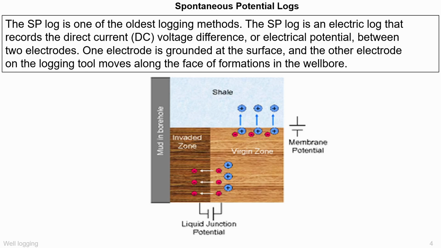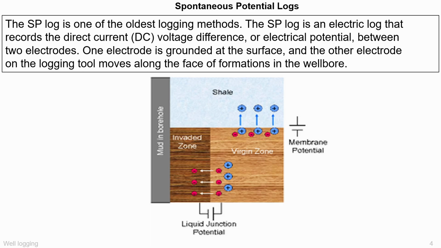The spontaneous potential, or SP log, is one of the oldest logging methods. It measures the natural direct current voltage difference between a surface electrode and an electrode moving along the formation in the wellbore. This electrical potential develops because of electrochemical differences between drilling mud and formation water, especially when a permeable bed allows ion exchange. SP is very useful for identifying permeable formations such as clean sandstone.